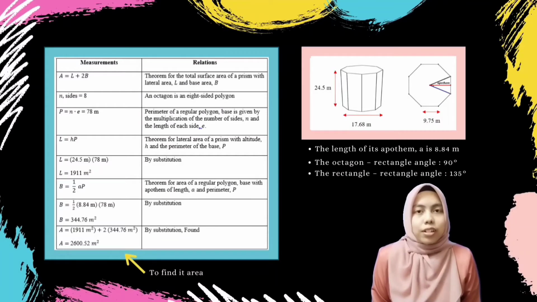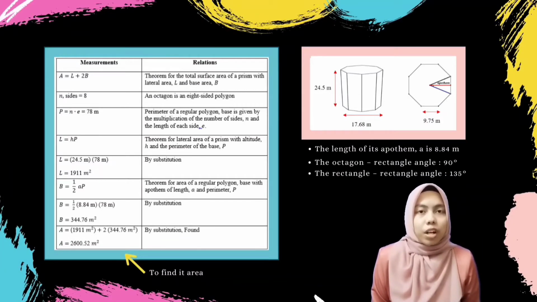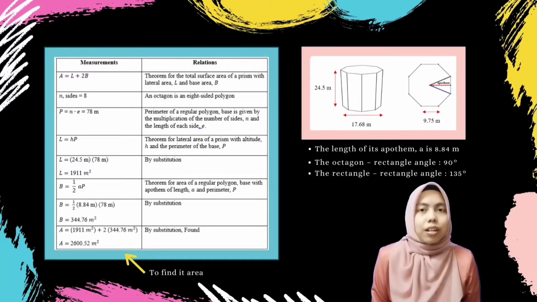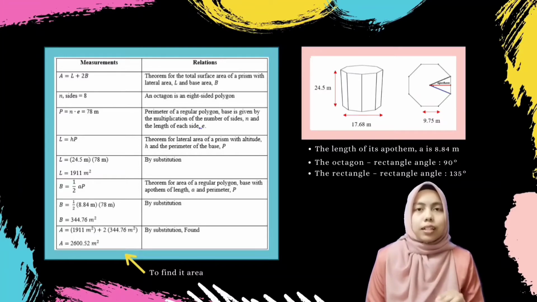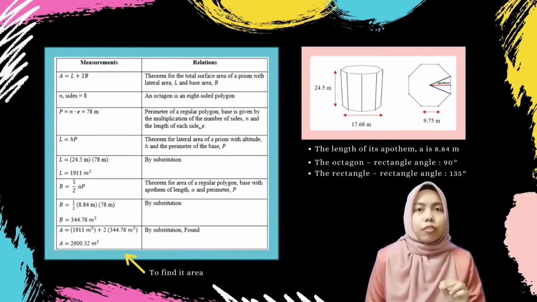First, we have known that the height of the right octagonal prism is 24.5 meters and the diameter of its bases is 17.68 meters. So the length of its apothem is 8.84 meters.